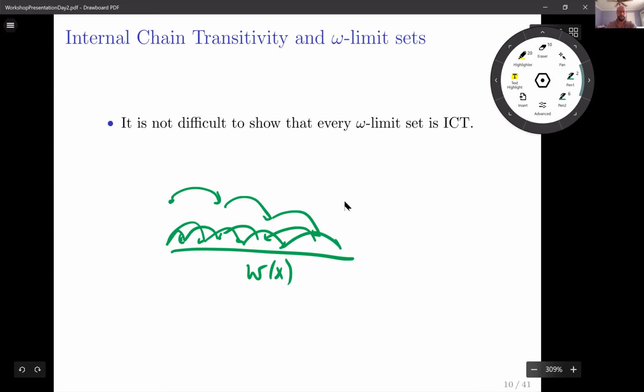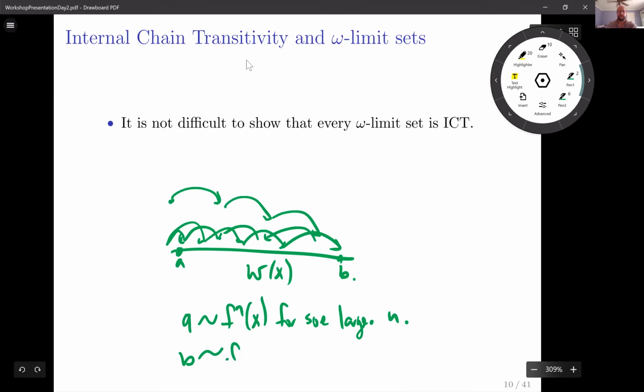Okay, so we'll leave off there. So if I want to connect a point A to a point B, I know that A is pretty close to Fn of x for some large n. Okay? And I know that B is pretty close to Fm of x for some large m bigger than n.